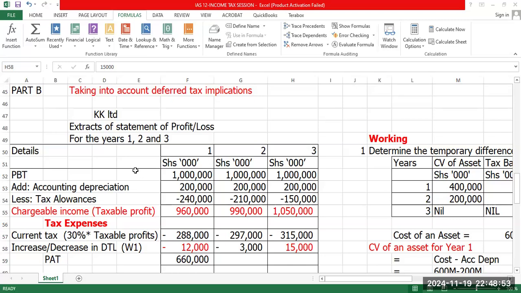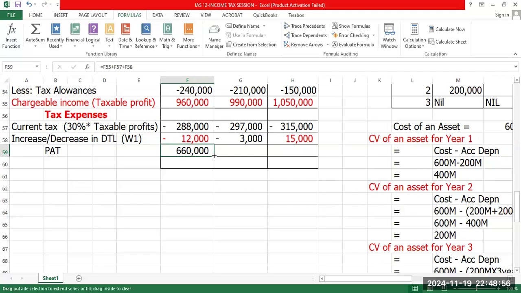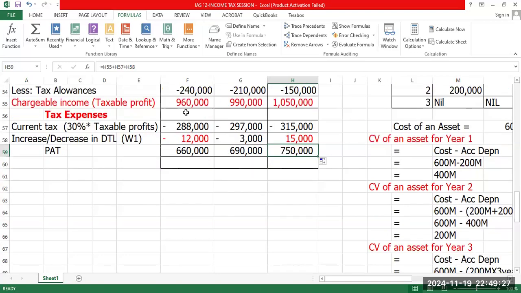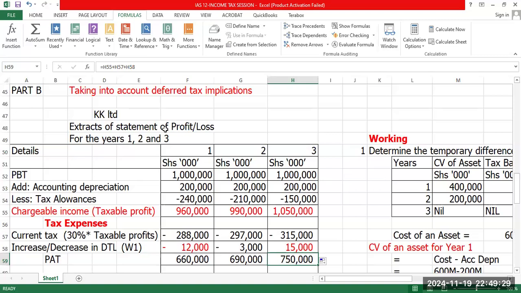Okay, so we are done with this, just get the differences here. Here you get this taxable profit minus your current liability, rather current tax. Then if the figure here is a negative, you say minus. Get this figure minus this minus this. Get this figure minus this plus this. That is your extract of statement of profit or loss.